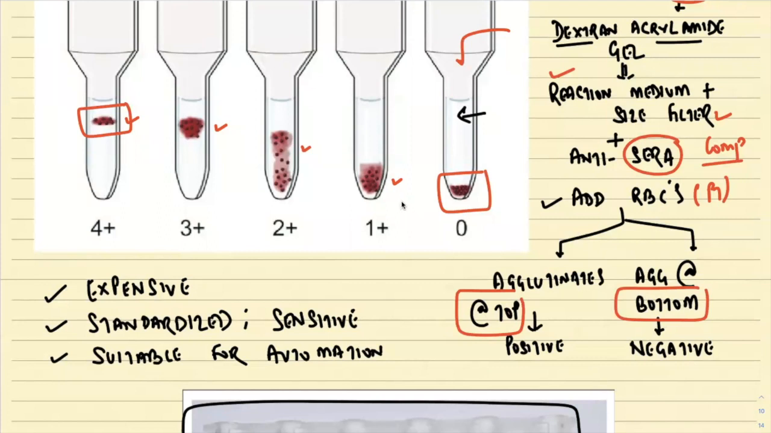Now, from here, there's a different gradation. For example, some went a little bit up. It is also positive, but it is 1 plus positive. Some went a little bit more up. It is 2 plus positive. Some of them stayed here. It is 3 plus positive. Some of them stayed at the complete top. That is 4 plus positive.